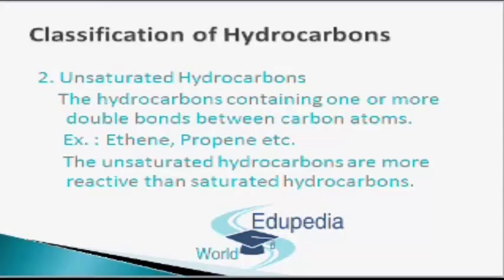Unsaturated hydrocarbons, which is the second classification of hydrocarbons. The hydrocarbons containing one or more double bonds between carbon atoms are called unsaturated hydrocarbons. The examples of unsaturated hydrocarbons containing a double bond are ethene, propene, etc. And the examples of unsaturated hydrocarbons containing a triple bond are ethyne, propyne, etc.